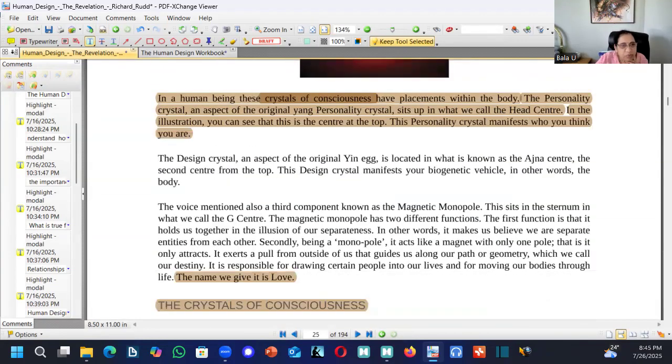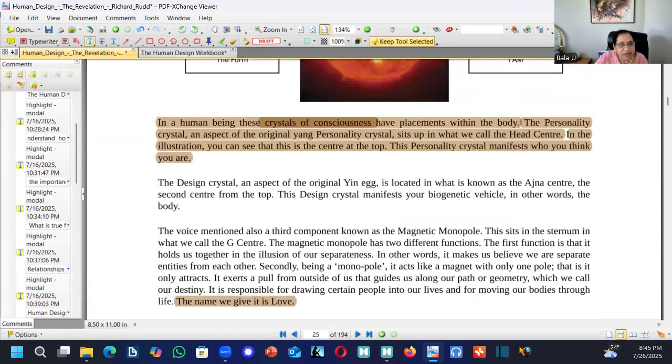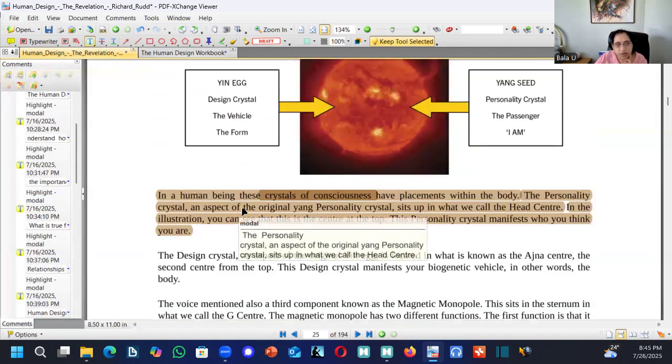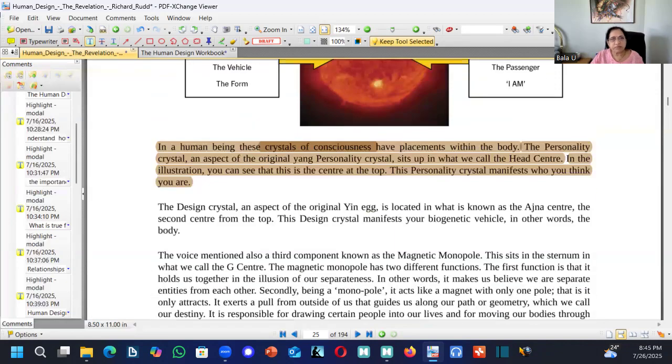Okay. So the voice has explained all this, out of which have come these notes. The second sentence on the top: the design crystal manifests your biogenetic vehicle. In other words, the body. So this manifests as the body, the yin yang.